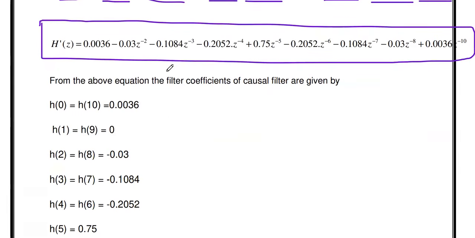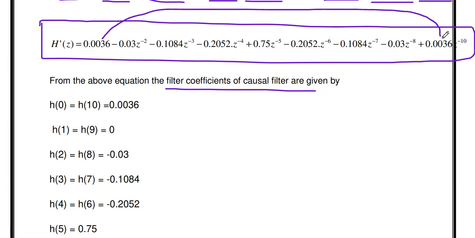So from that, the filter coefficients of the causal filter are given by the following. You just see this constant and the z power minus 10 coefficient are both equal. That means h of 0 and h of 10 are equal, so it is equal to 0.0036. Then h of 1: there is no z power minus 1 term, and z power minus 9 is not available. So h of 1 and h of 9 are 0.